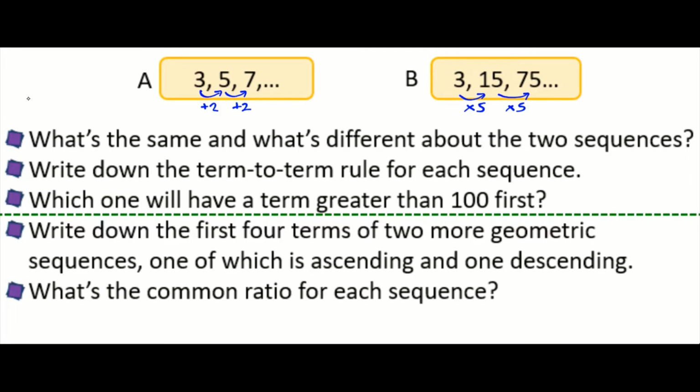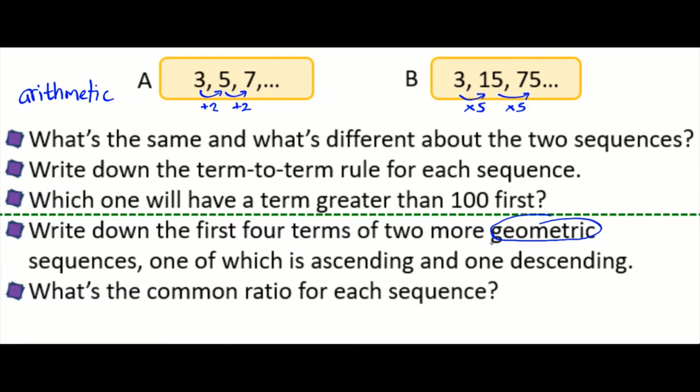Sequence A is an example of an arithmetic sequence, a sequence where you add on or subtract the same amount each time. Sequence B is a geometric sequence. That's when you multiply by the same thing each time. You could be multiplying by a fraction, which is a bit like dividing. For example, if you multiply by a half, it has the same effect as dividing by 2. Pause the video and have a go at the last 2 questions.